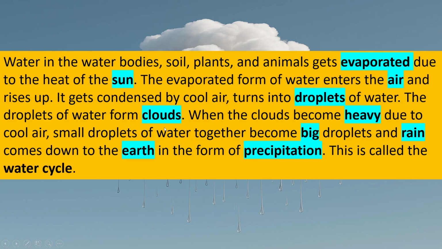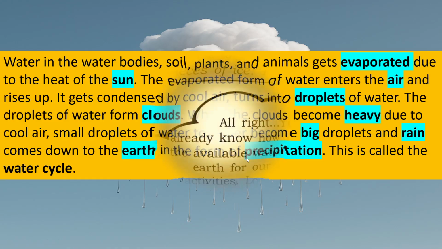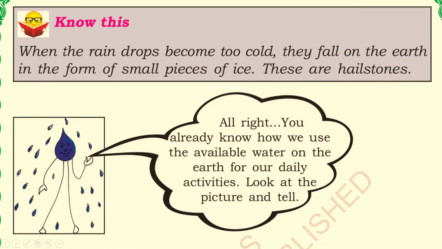The droplets of water form clouds. When the clouds become heavy due to the cool air, small droplets of water together become big droplets, and rain comes down to the earth in the form of precipitation. This is called the water cycle. Know this: when the raindrops become too cold, they fall on the earth in the form of small pieces of ice. These are hailstones.